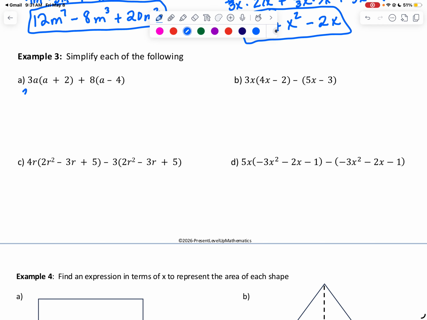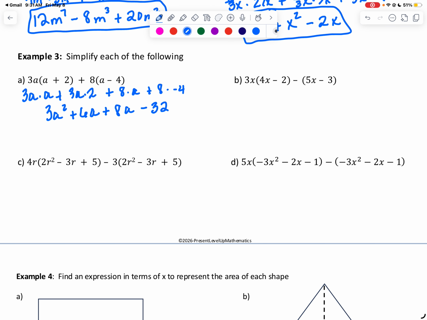So I'll start out by multiplying 3a times a plus 3a times 2 plus 8 times a plus 8 times negative 4. So this would be 3a times a, or 3a squared. 3a times 2, positive 6a. 8 times a is positive 8a. And 8 times negative 4 is negative 32.